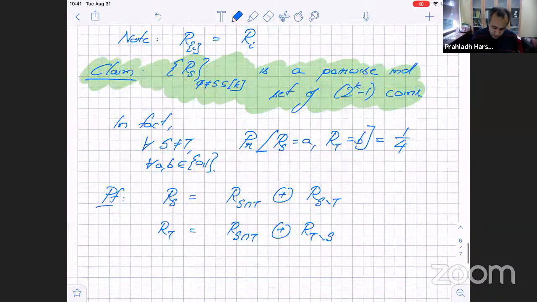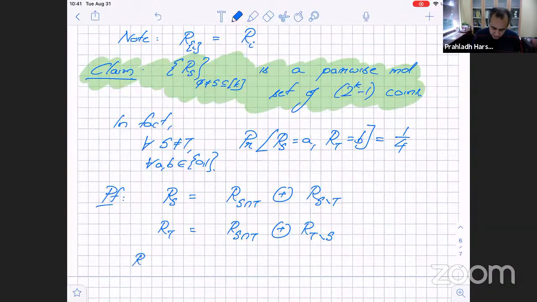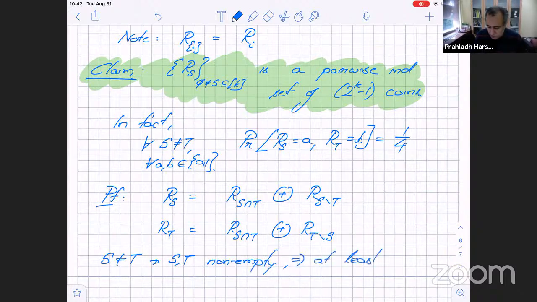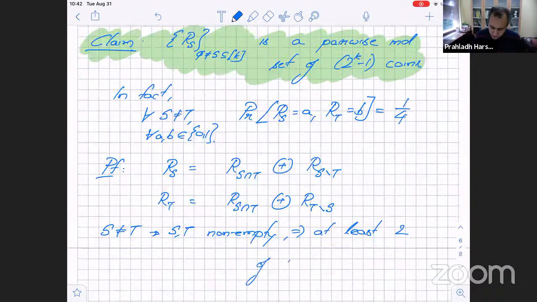So there are 3 points here. There is R of S intersection T, R of S minus T, and R of T minus S. So I want to claim that if S is not equal to T, and both of them are non-empty, and S intersection T is non-empty, then at least 2 of S intersection T, S minus T, and T minus S are non-empty.